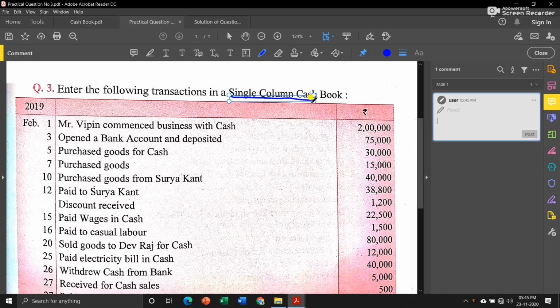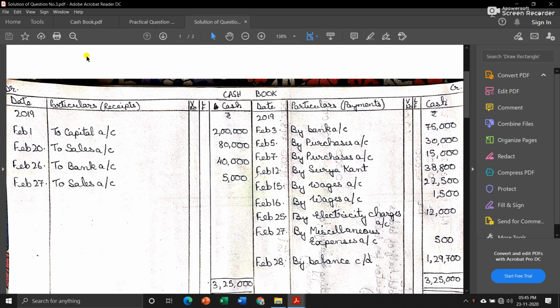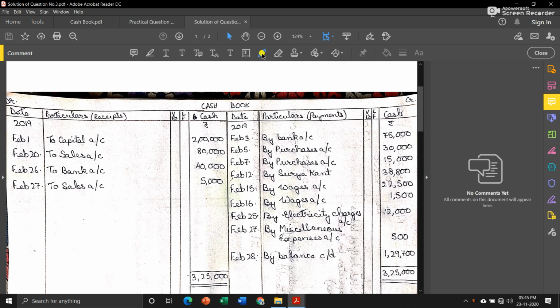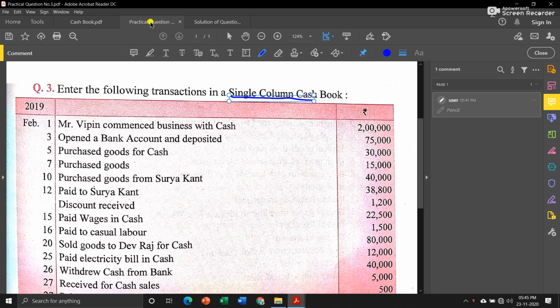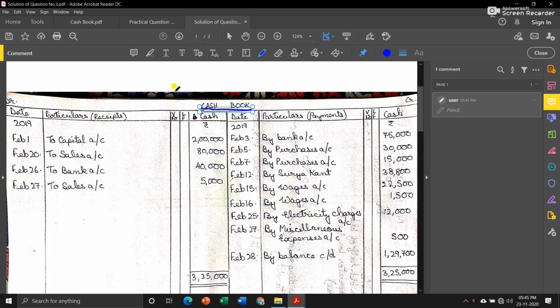That means first they are asking us to prepare a single column cash book, and you can see in the question they haven't mentioned the name of the business. So in our answer we will just write cash book in the heading. Okay, then let us see the format. Both the debit and credit side will be there. Then first column will be date, then particulars, that is received, voucher number, ledger folio, cash column, then date, particulars, payments, voucher number, ledger folio, and cash.